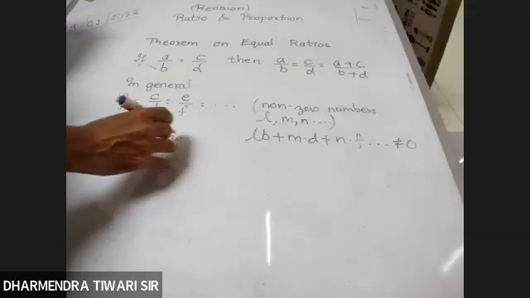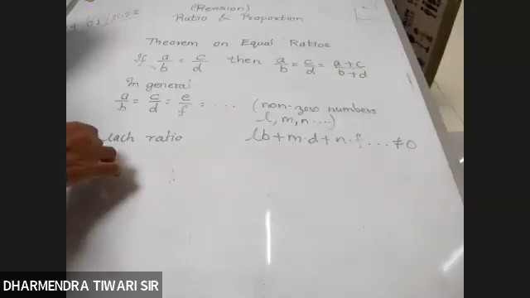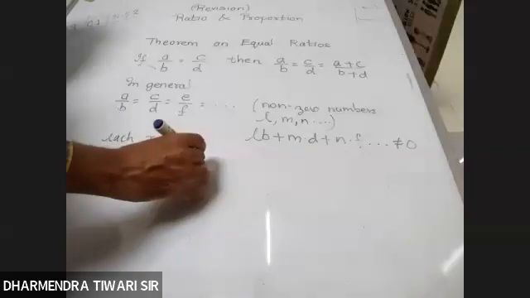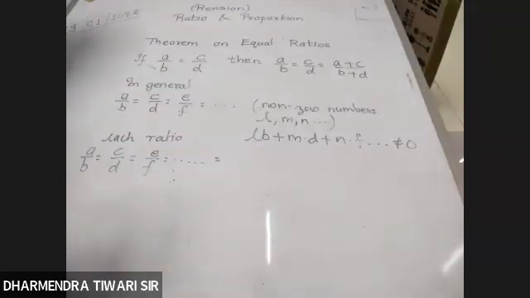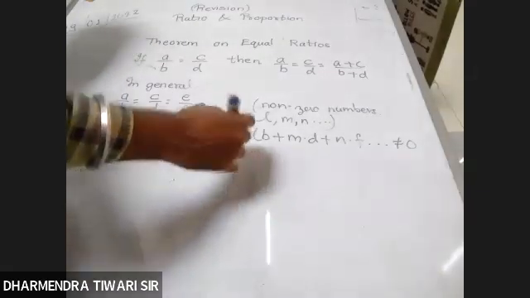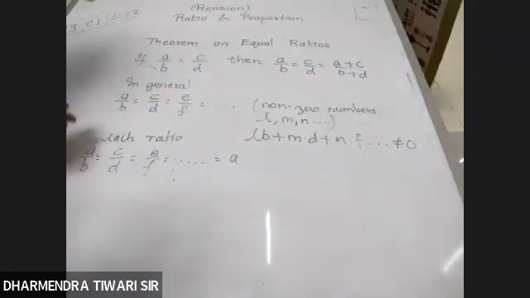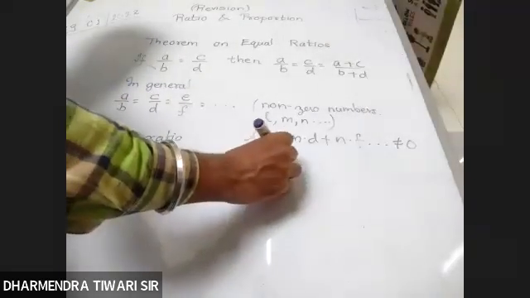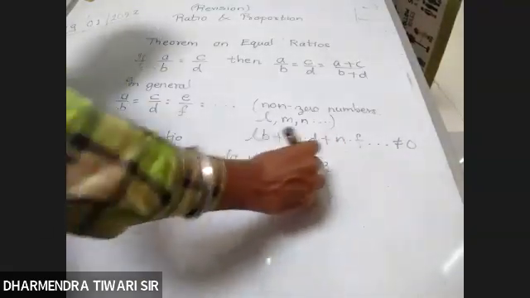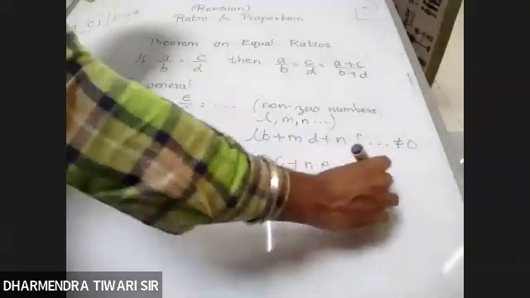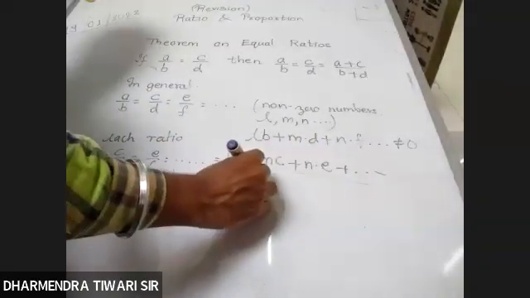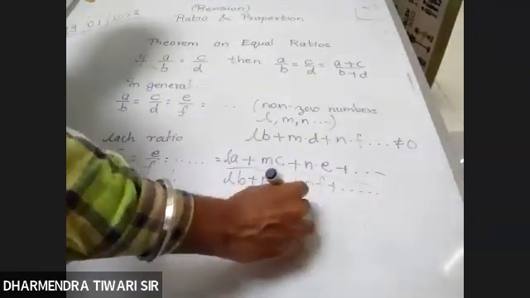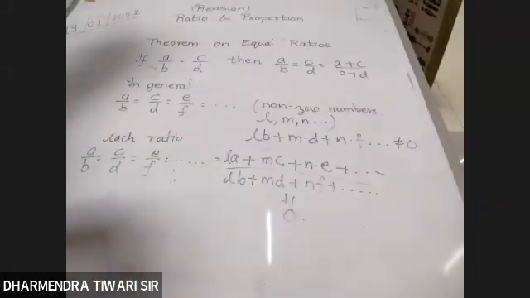each ratio, that is A by B is equal to C by D is equal to E by F is equal to, we don't know how many terms there are, is equal to, just as we are multiplying L to B, we need to multiply the same term L to A, so LA plus MC plus NE plus and so on, divided by LB plus MD plus NF plus and so on. As this is non-zero, it can be in the denominator, no issues.